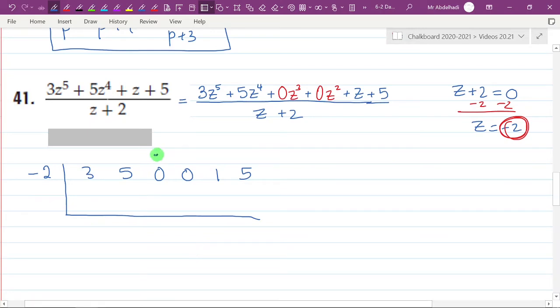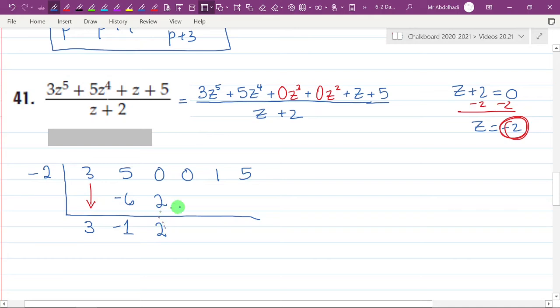Okay, so what do we do? The first step is to drop the 3 here, right? Drop your first number and start. Multiply, add, multiply, add, multiply, add until the end. So here we go. -2 times 3, -6. 5 plus -6 is -1. -2 times -1 is +2. 0 plus 2 is still 2.